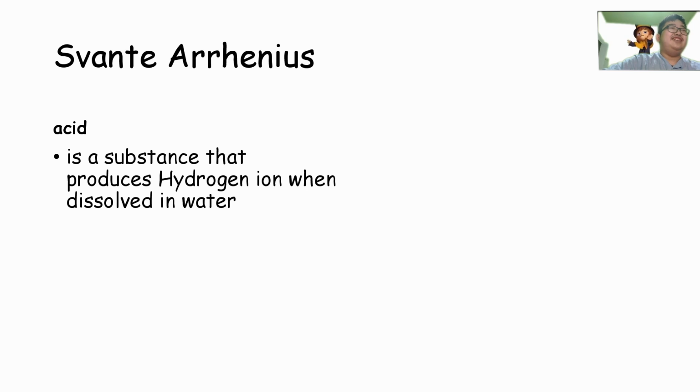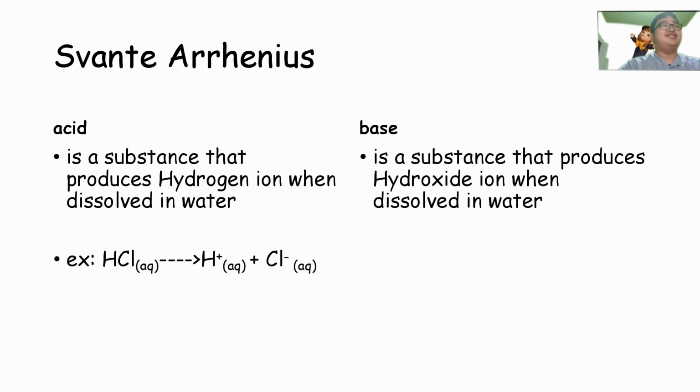So how are they used? Acid is a substance that produces hydrogen ions when dissolved in water. Base is a substance that produces hydroxide ions when dissolved in water. For example, HCl (aq), that is H plus and Cl minus.